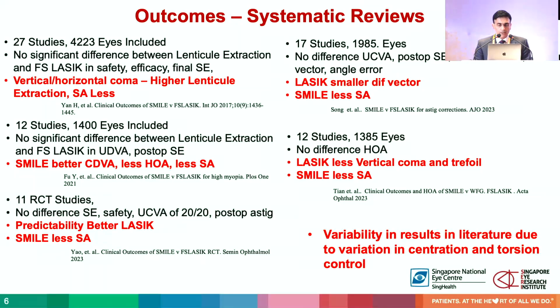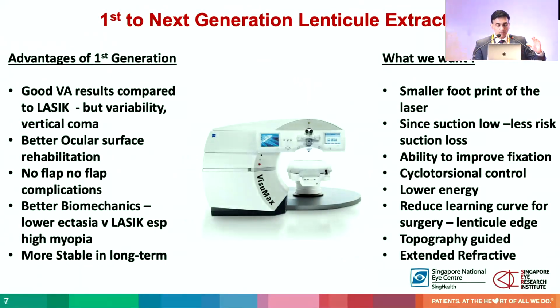And one of the variabilities in this is really related to centration and torsional control, which is one of the big limitations of first generation procedures. But we learned a lot about the first generation procedures on the left-hand side with respect to better ocular surface rehabilitation compared to LASIK, and better biomechanics, especially in moderate to higher degrees of myopia. We know from evidence in the literature there's better long-term stability in lenticule extraction patients compared to basic LASIK, especially again for moderate to higher degrees of myopia.